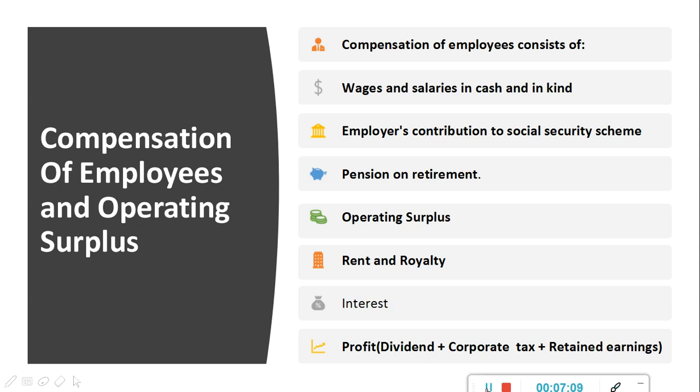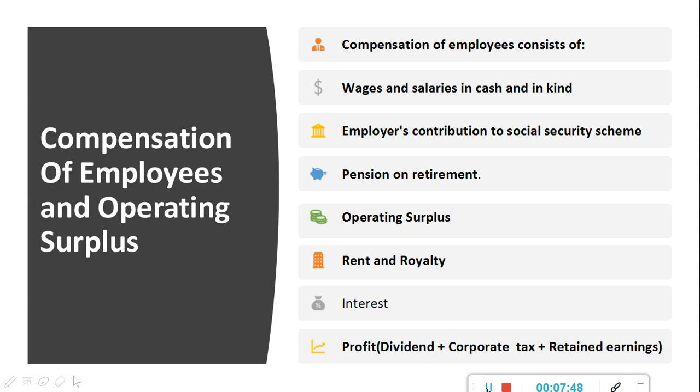Next is pension on retirement. Pension on retirement is the deferred wage which the employee is receiving for rendering his services in the previous years. So this will be included in our national income. But old age pension is a transfer payment, that should not be included in our national income. Old age pension is the income received by the person for which no services were rendered. So this is a transfer payment. These are not included in our national income.